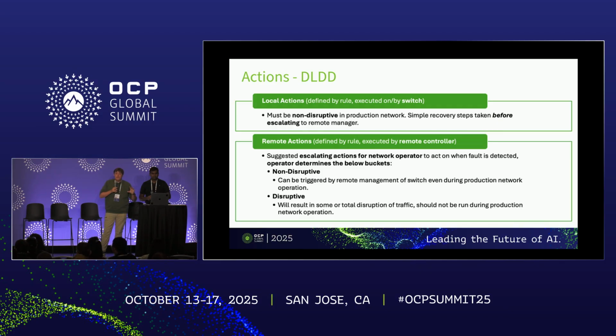Anything that is going to actually impact the state of the network, we want to leave that to the operators to handle. So that would fall under this remote actions bucket. This is a block of suggested escalating actions for the operator to consume and act upon at their own accord. They can also fall into this idea of non-disruptive versus disruptive. But even then, at its core, the operator is what determines how these are run, when they are run, and if they are able to run.